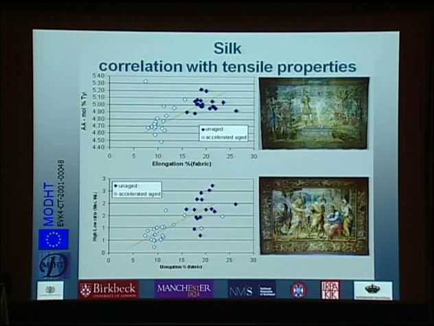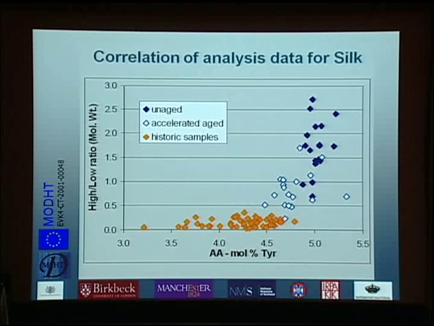We can take the same approach for silk. The graphs show the amino acid analysis, MOPS and tyrosine, and the size exclusion chromatography, the high-low level, plotted against elongation. If we then combine these two, we can also plot the historic samples. And again, you can see they're further down the line compared to our artificially degraded samples.